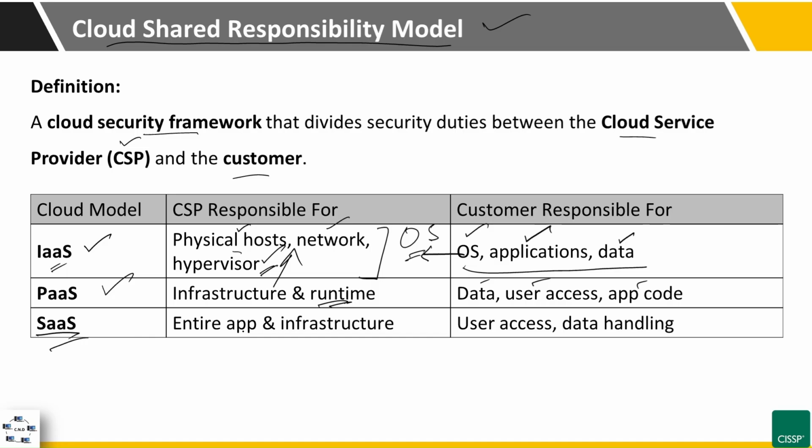Software as a service, in this, the CSP is responsible for all the above things, including infrastructure, hypervisor, host, network, as well as the entire application, while the customer is only responsible for accessing the application and the data handling inside the application.